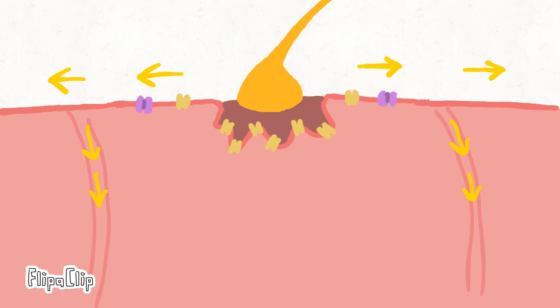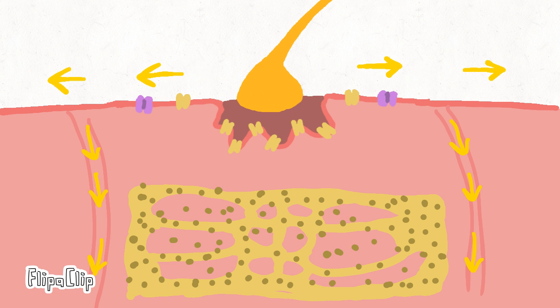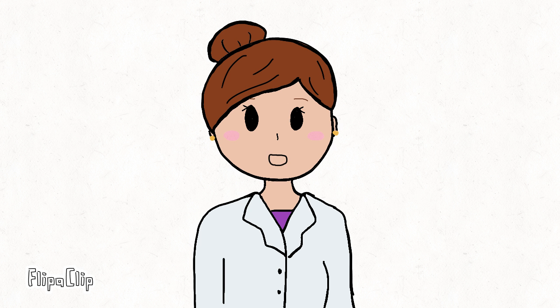Activity at the neuromuscular junction is essential for the contraction of skeletal muscle to occur, and even just to keep muscles from atrophying.